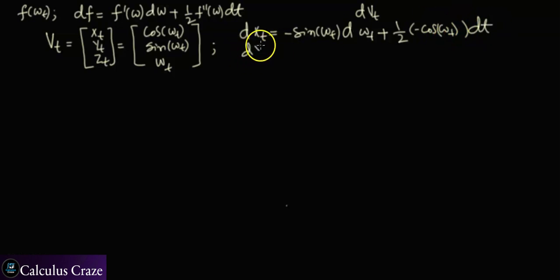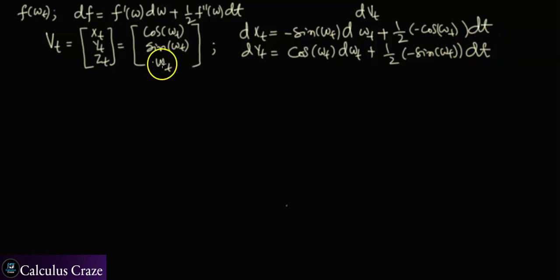And similarly dy_t is given by the first derivative of sine, which is going to be cos W_t dW_t, plus 1/2 times its second derivative. So sine has derivative cos, and then we will again differentiate, so it is minus sine W_t dt. And of course dz_t is nothing but dW_t, because it's only depending on W, right? So I can put this equation in the following form.